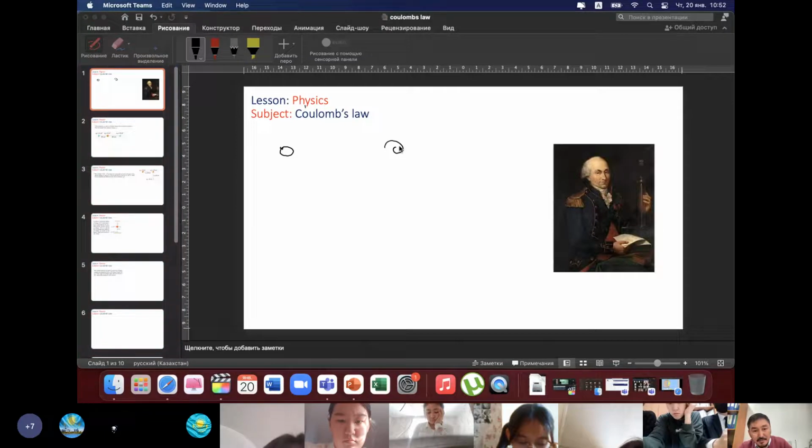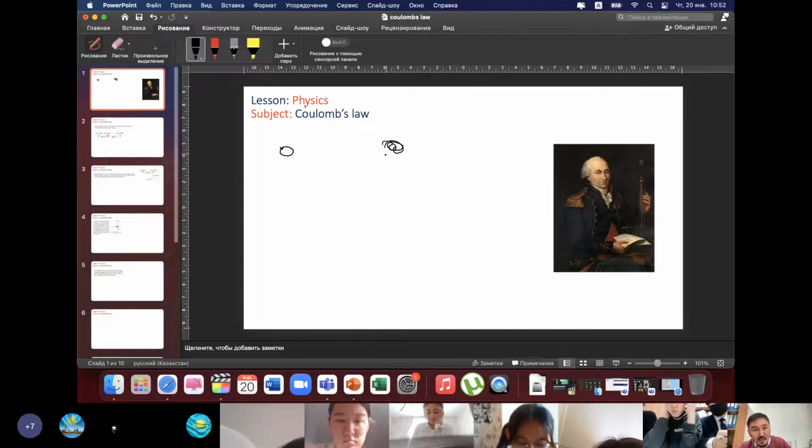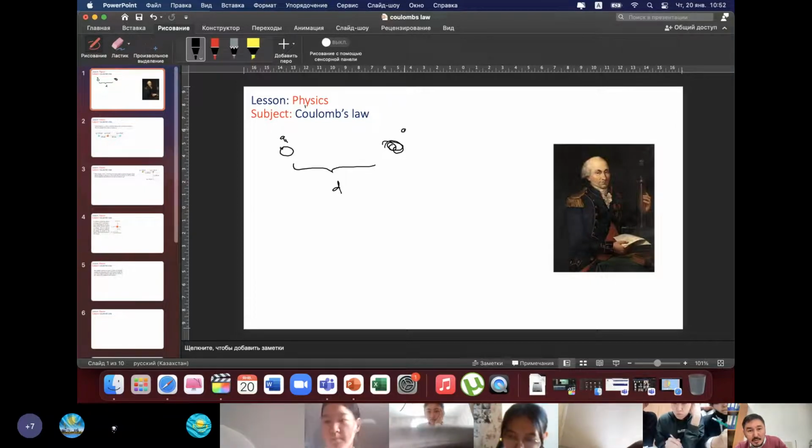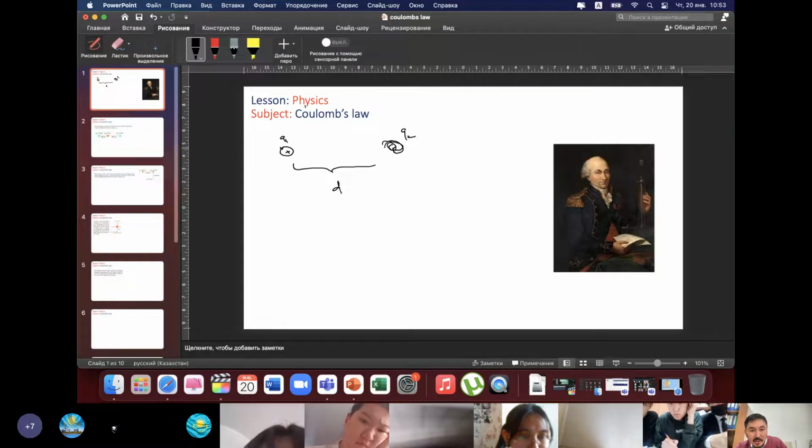Suppose that I have two charges. I have two charges here at a distance, and the distance between them is D. I have here the charges Q1 and Q2. Let's suppose that this one is positive, and the other charge that I have here is negative. So that's why they should attract each other.